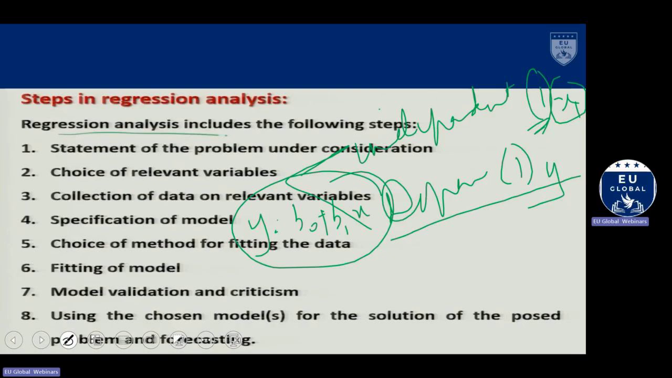Now, this fifth step is very important because this is what we are going to do after we finish with the basics.